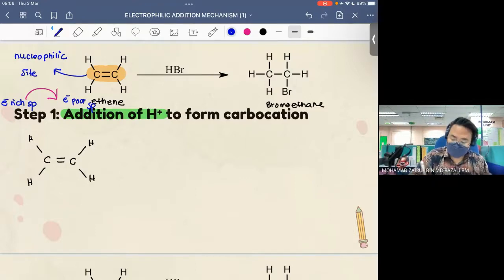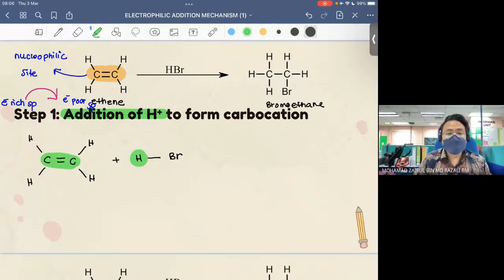So for the first step involved, the reaction between the C double bond C and also HBr, now we want to add the hydrogen to the carbon double bond carbon. So we focus on the hydrogen dengan carbon double bond carbon. Between those two, which one is electron rich and which one is electron poor? So arrow awak itu akan start daripada siapa? Daripada hydrogen ke daripada carbon double bond carbon? Arrow awak tu.